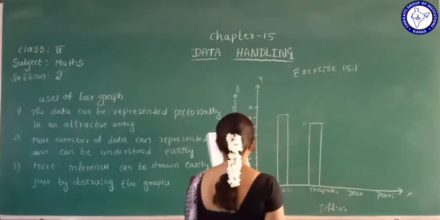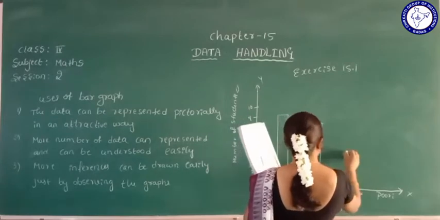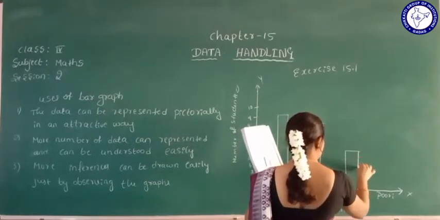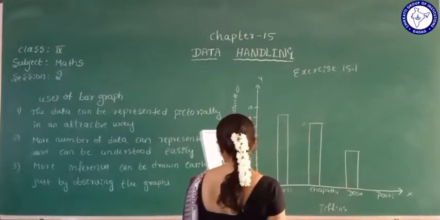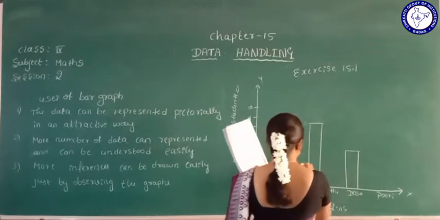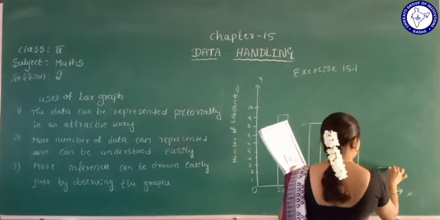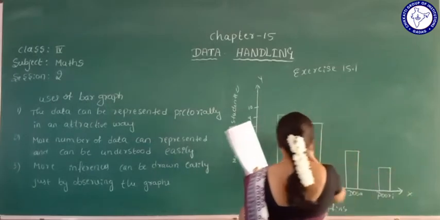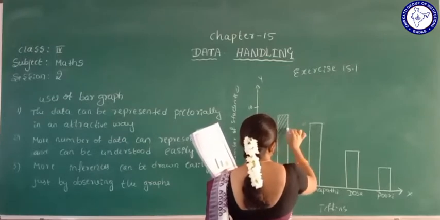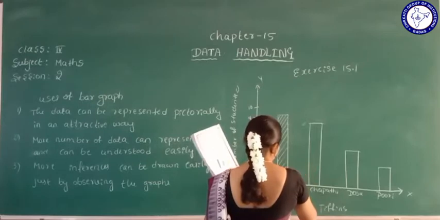Next, dosa. How many students want to eat dosa? Those are 5 students. Next, puri: those are 3 students. Only 3 students like to eat puri. So we will draw it like this, or you can give color in this chart.